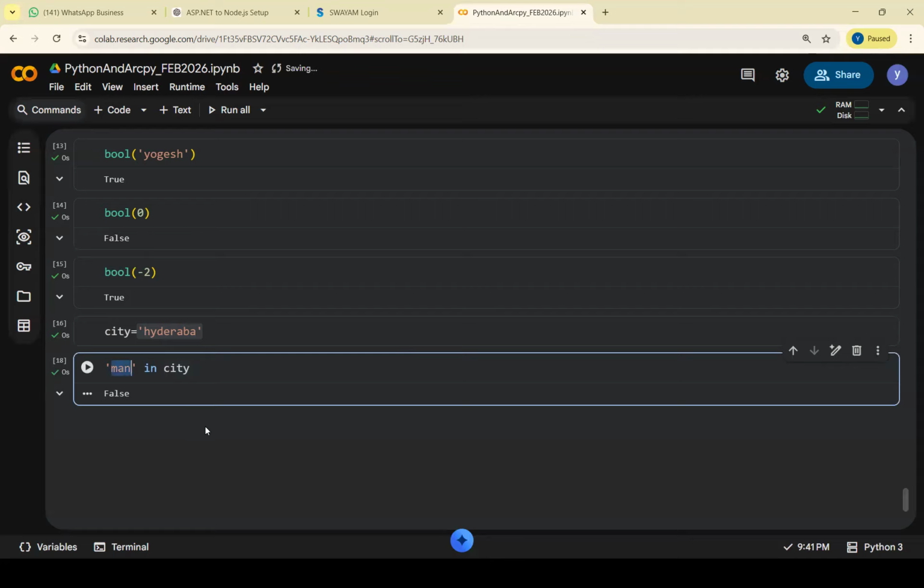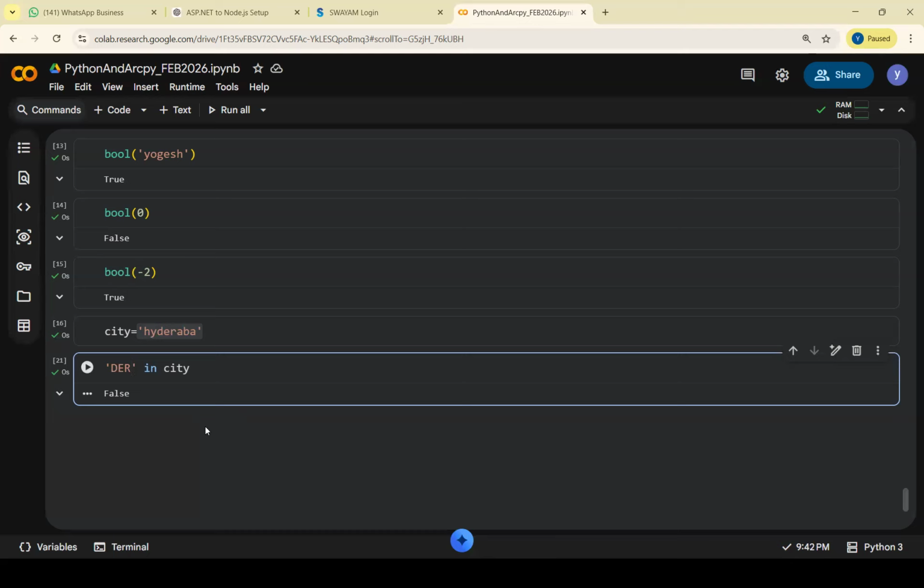If you write Y, is Y part of city or not? It gives the answer true, because Y is available in the city. If you want to check DER, it will give you the answer true. If you write capital DER, it will give you the answer false, because capital DER is not part of city. So this is the membership operator.